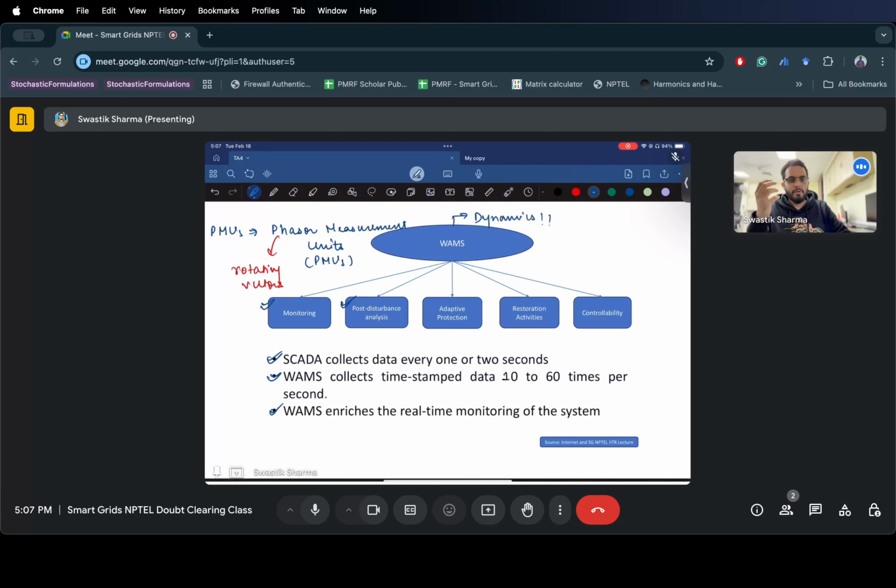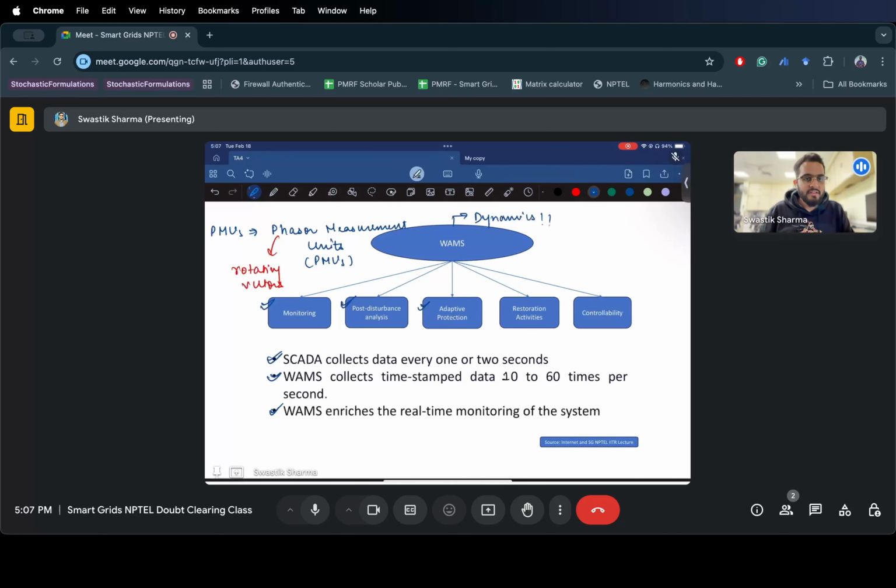Next, we can have adaptive protection. When I say adaptive protection, what I really mean is that because we have PMUs, because we have transient observability, I'll come to this transient and steady state in a bit. But we can monitor the dynamics very closely, and that's why we can have adaptive protection schemes enabled due to the placement of these PMUs.